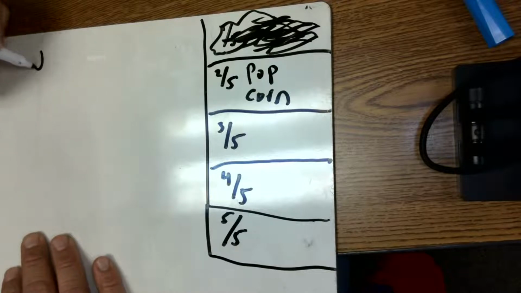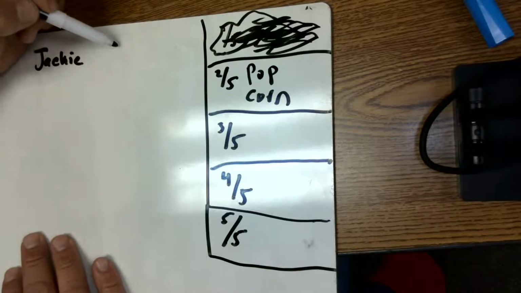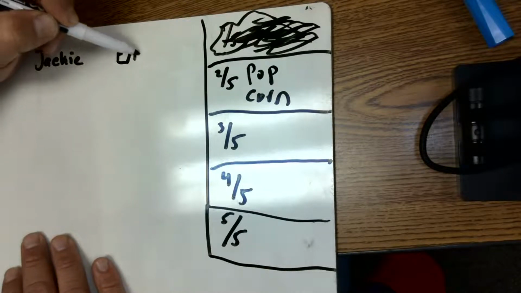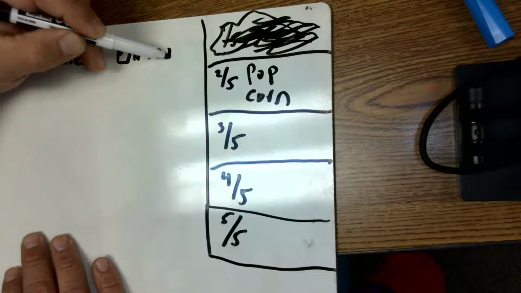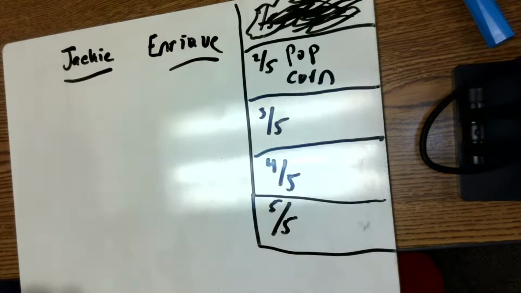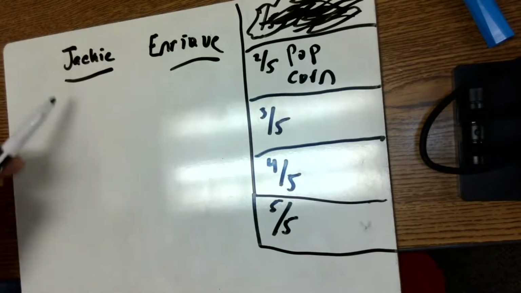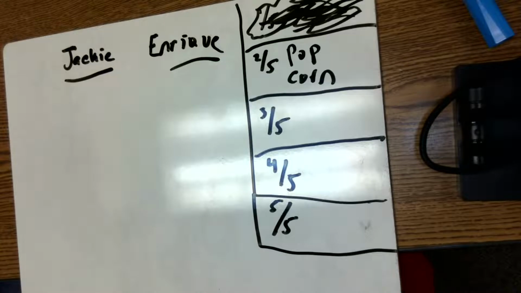Now we've got Jackie and Enrique, right? Well, now we're not worried about 1/5. That's already gone. We're worried about this. Split up the 4/5. Give me 3 ways that I could split it up.